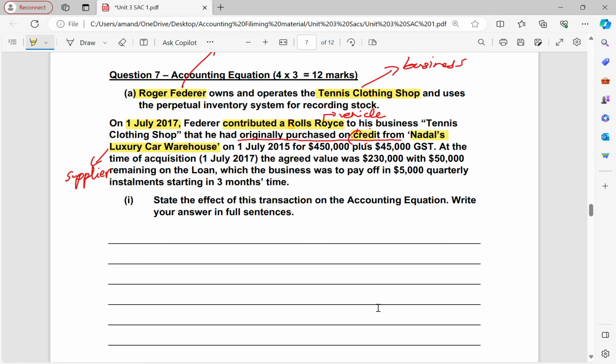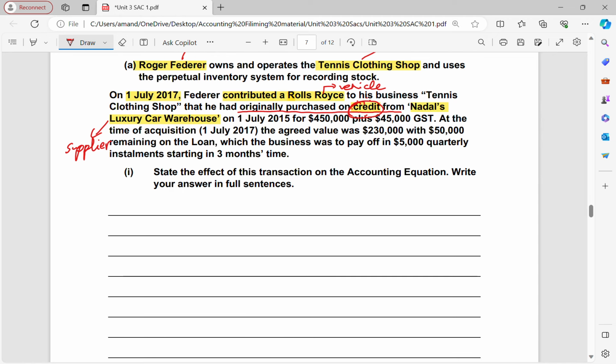Okay, so purchase on credit, very important actually. Should not have missed that. Yep. I'm just going to circle on top of that.